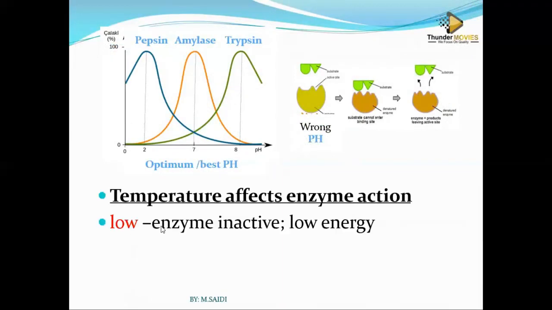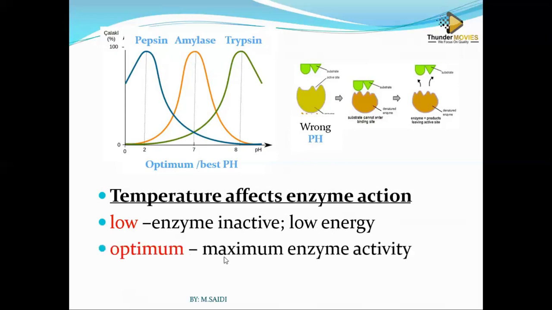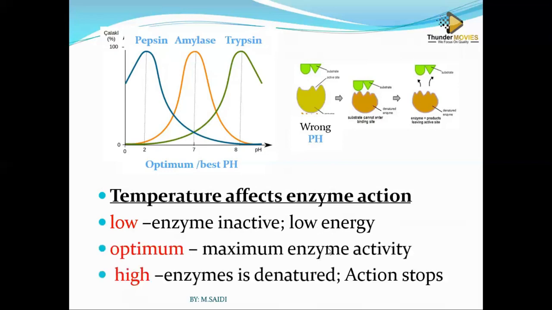And then the temperature is still the same. If it is low, the enzyme will be inactive, and the rate at which it is working is going to be low because of the low energy. And then the optimum temperature is where the maximum activity can take place. High temperature is going to denature the enzyme, and then the action is going to stop. So it works best at the optimum temperature and the optimum pH.